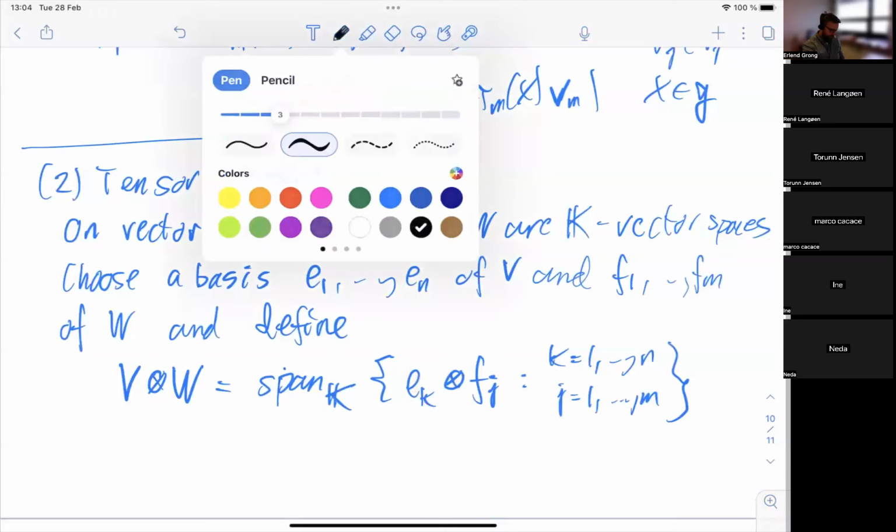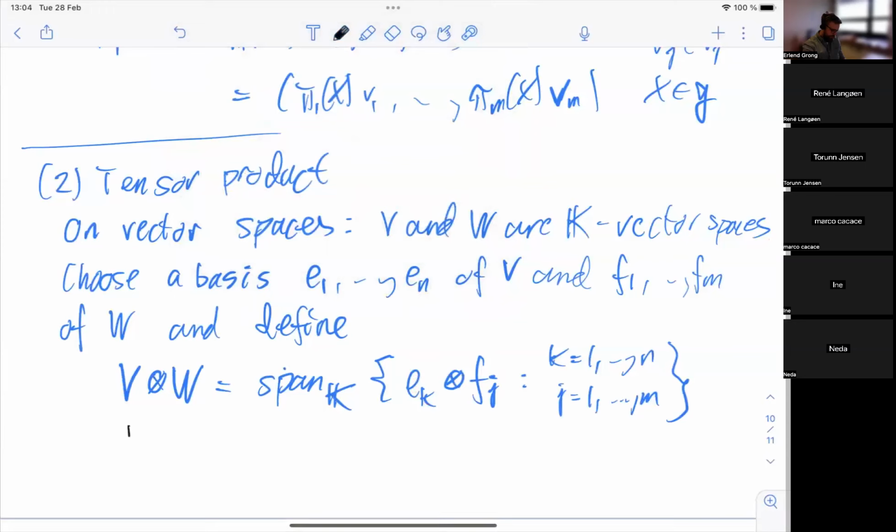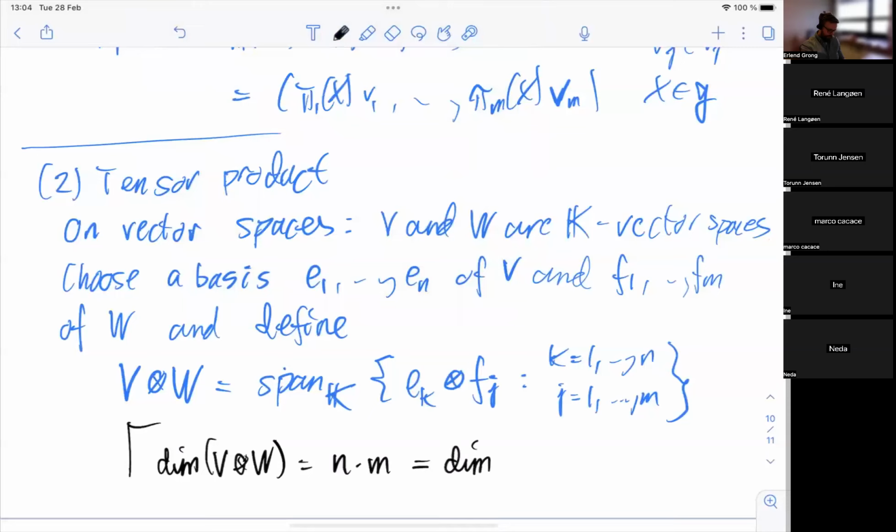And that means that by definition, the dimension of V tensor W is n times m, because that's the number of basis elements. So in other words, that's the dimension of V times the dimension of W.